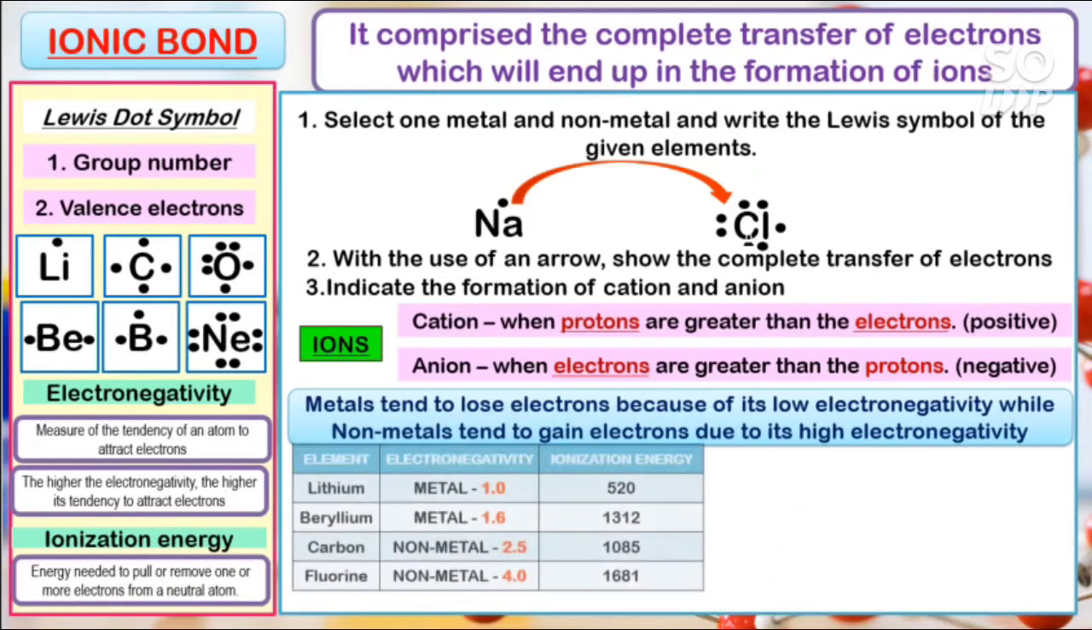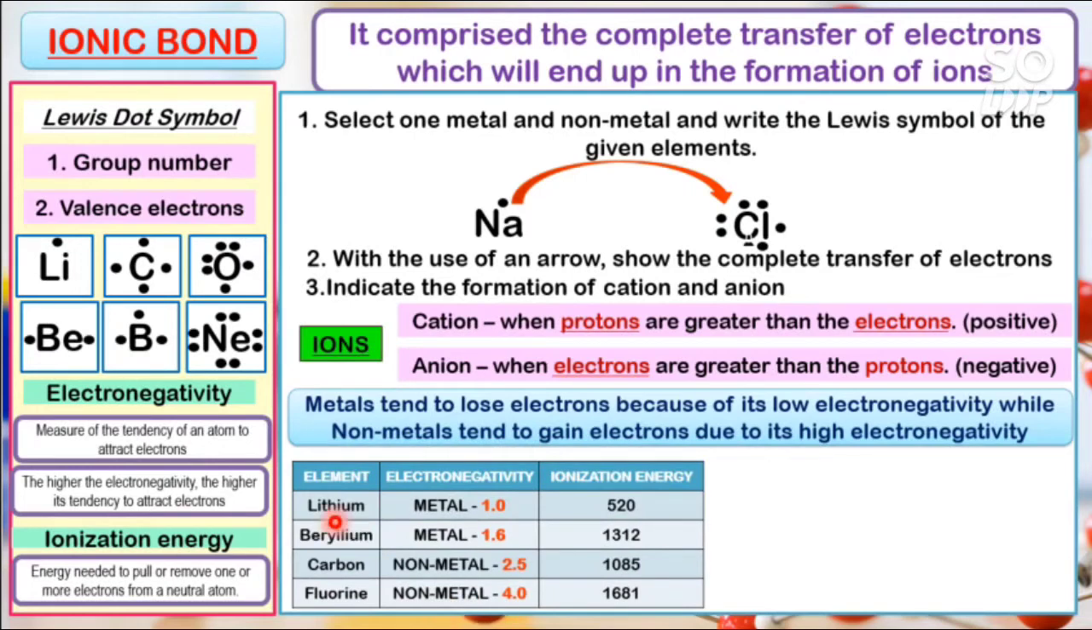Take a look at this table. I have here some examples of metals, which are lithium and beryllium. The ionization energies are 520 and 1312, while for the nonmetals, carbon and fluorine, they are 1085 and 1681. So obviously, the nonmetals carbon and fluorine have a great amount of ionization energy compared to the metallic elements lithium and beryllium. And so with their electronegativities, the electronegativities of nonmetals here are greater than the electronegativities of metals.